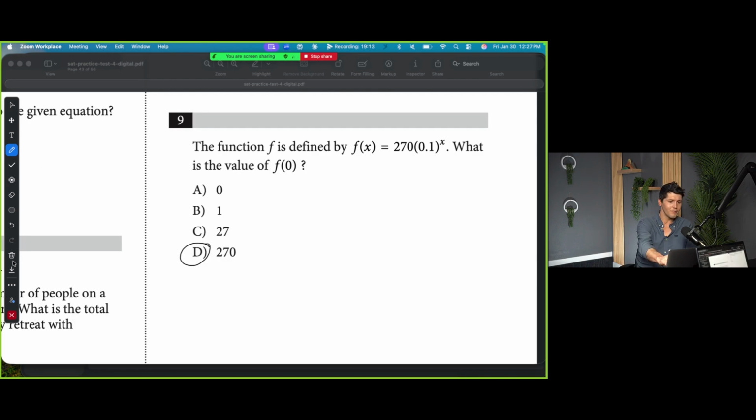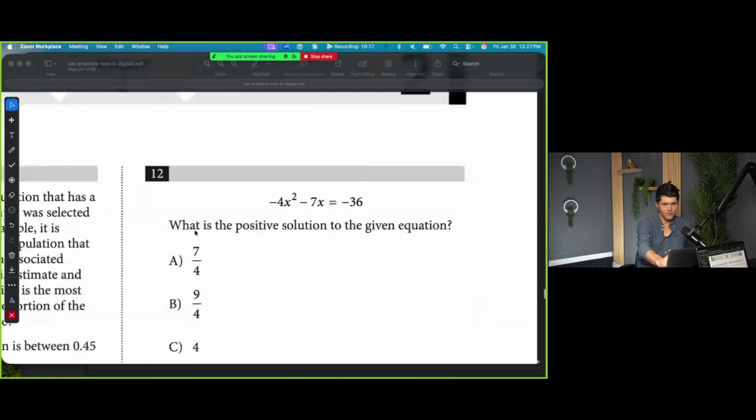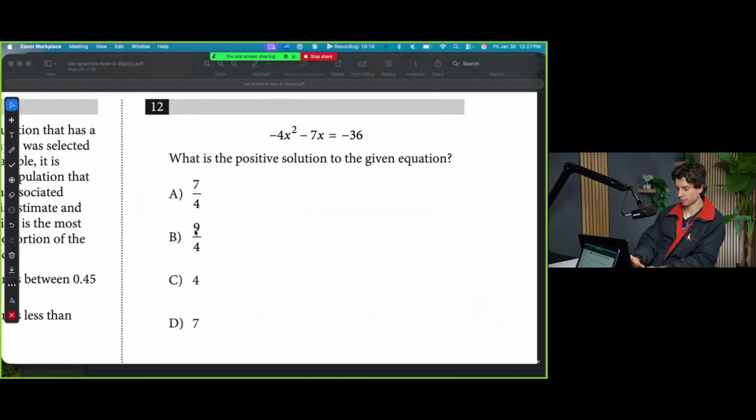We've covered a couple questions here. What's the next one you want to talk about? Number 12. Okay, cool. So number 12, read this off for us. It gives you the quadratic negative 4x squared minus 7x equals negative 36. And then it asks, what is the positive solution to the given equation?